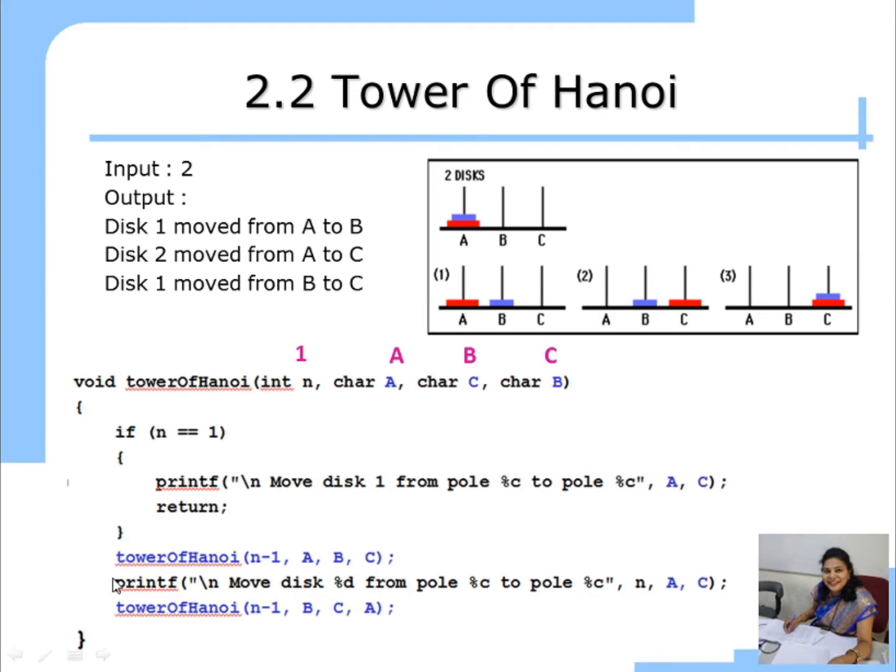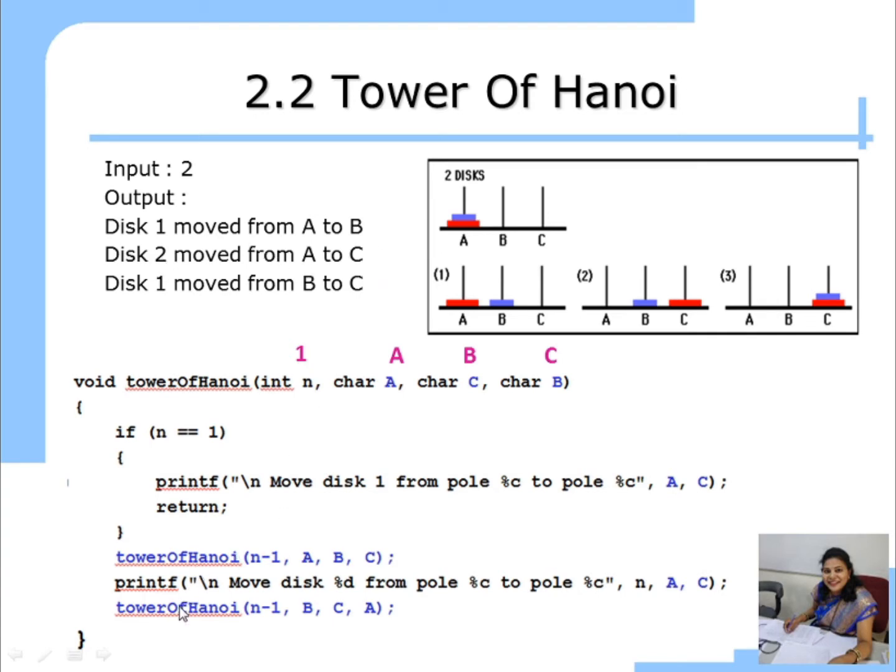Whenever our control comes here, our n will become 2. Why? If you remember, our n was 2. Then at this location, we again passed the control by reducing n by 1. But when control comes here, our n again becomes 2. So again see, move disk %d from pole %c to pole %c. So move disk n. What is n? It is 2. Move disk 2 from A to C.